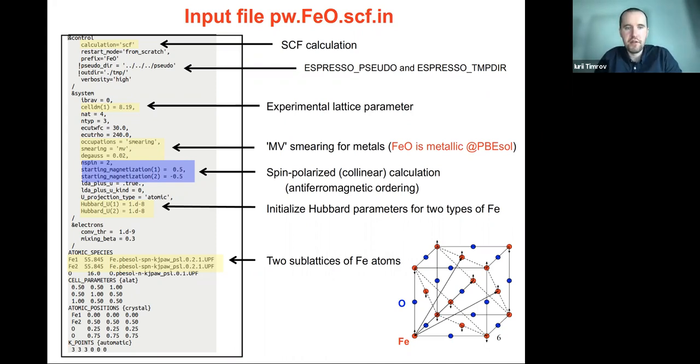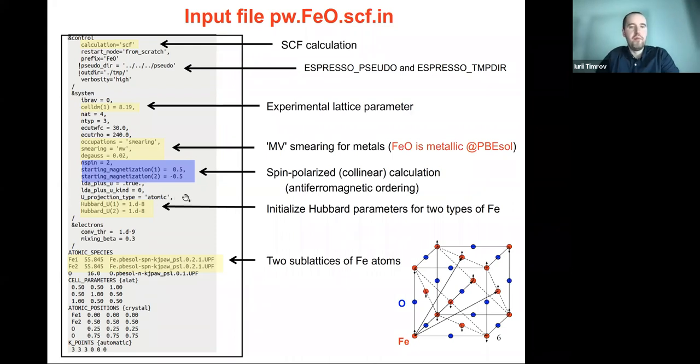intersite correction. This was not mentioned in the lecture. I have some slides about this. I will discuss it in more detail later. But for the time being, just keep in mind that we do a simplified DFT plus U calculation. So we set 0. Then U projection type.